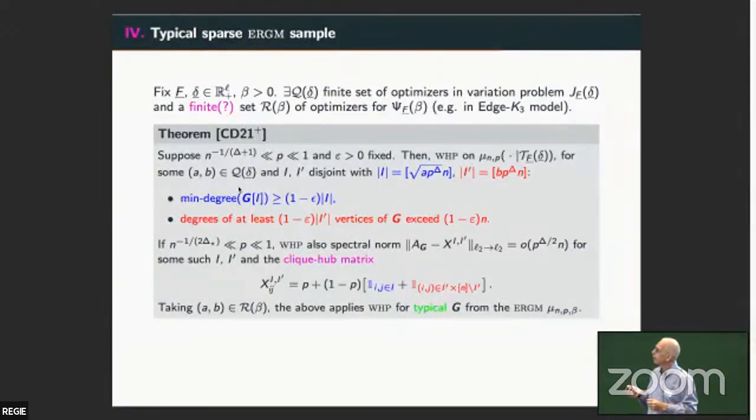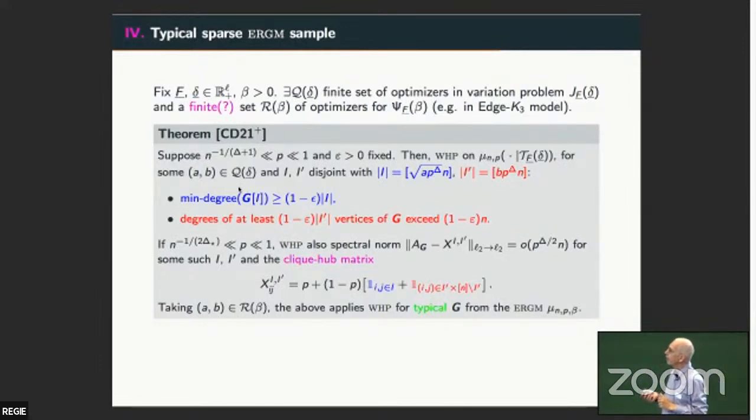And in the red part, in the hub, you will find that most of the vertices in this second group will have degree almost n, 1 minus epsilon n. Epsilon is a parameter of tolerance. That's what I mean by almost a clique and a hub.